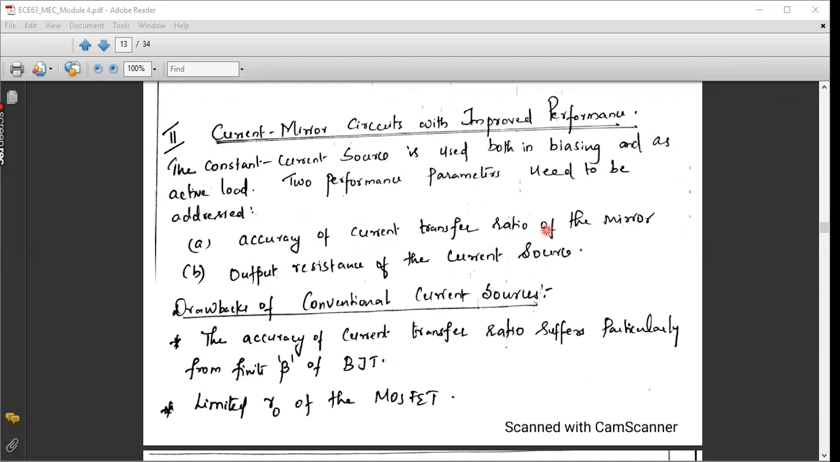Accuracy of current transfer ratio. Accuracy of current transfer ratio is nothing but the ratio of I naught by I ref, the ratio of output current with reference current or the input current. That is what is called the current transfer ratio.